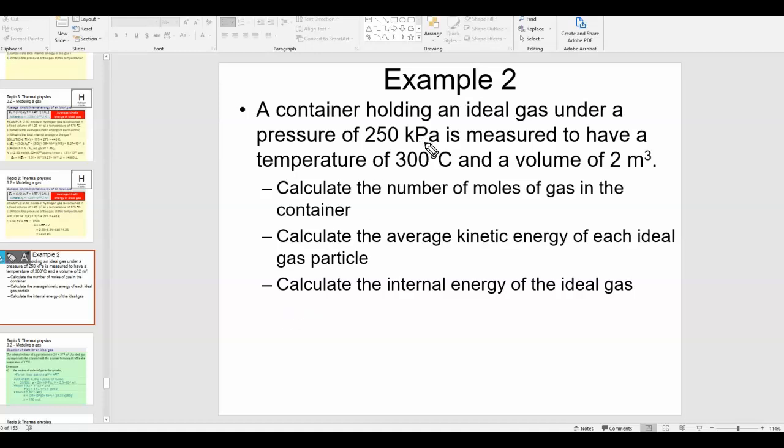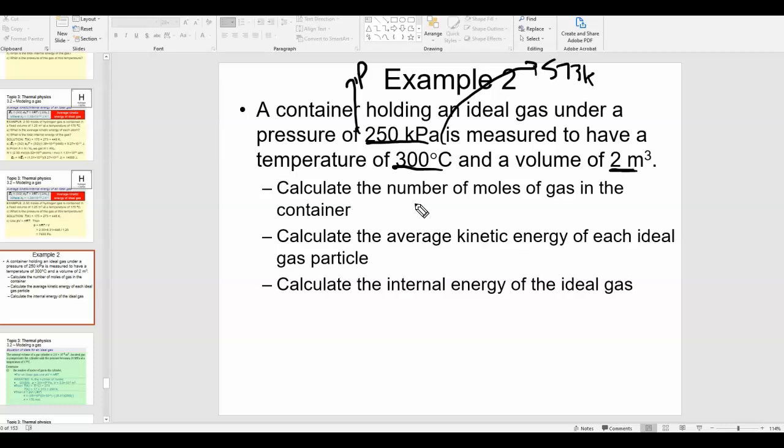Okay, so right off the bat, I see that I'm given the pressure of the gas. I'm given the temperature, although the temperature is in Celsius and I need it to be in Kelvin if I'm going to be doing any calculations. So I'm going to do 300 plus 273, which is 573 Kelvin. And then the volume is 2 cubic meters.